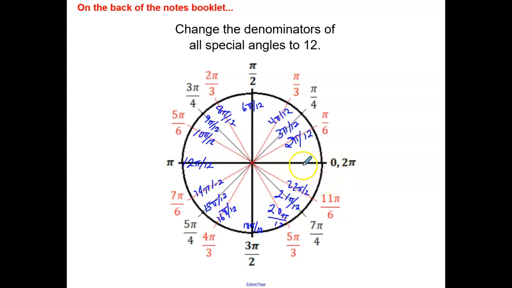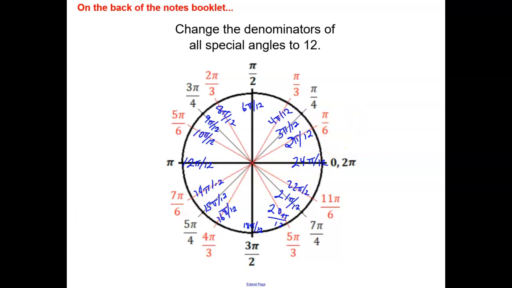Then we skip the 23, and one full revolution is 24 pi over 12, which is 2 pi. So this would be our unit circle in radians, having changed all of the denominators of the special angles to 12s.